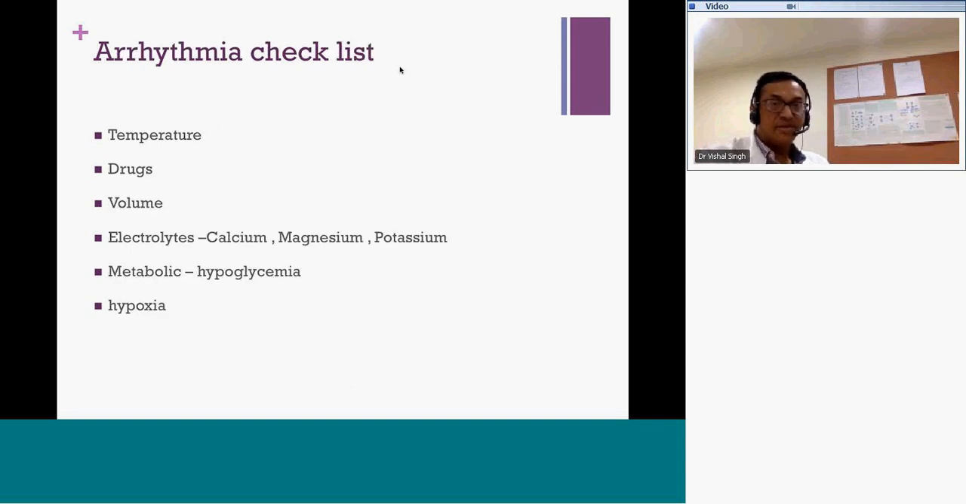So the final arrhythmia checklist is around temperature, drugs which can precipitate arrhythmia, volume, electrolytes (calcium, magnesium, potassium), metabolic acidosis, hypoglycemia, and hypoxia. These are the correctables which should be corrected while we talk of the higher things like fibrillation and all this stuff. But we need to understand that the primary things have to be looked at first, especially in any arrhythmia. Hypothermia can lead to AV dissociation, and hypothermia can lead to SVT, hence temperature control.